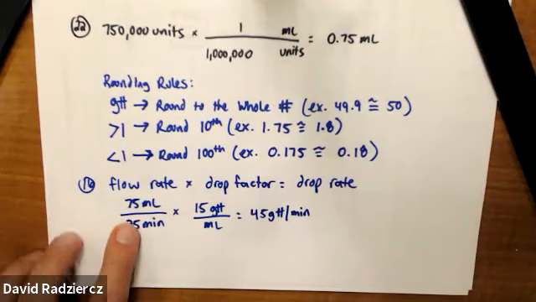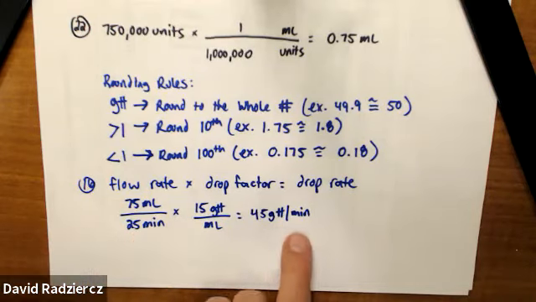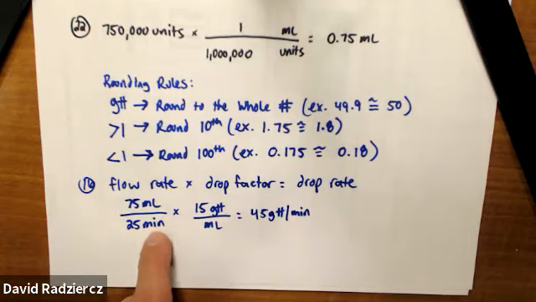Now, what some students do is they'll convert minutes to hours to get the flow rate in milliliters per hour and then convert it back to minutes. If it's already in minutes and you're ending in minutes, leave it alone. Don't convert it.